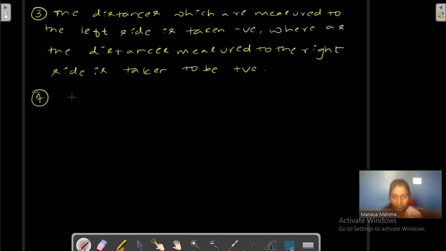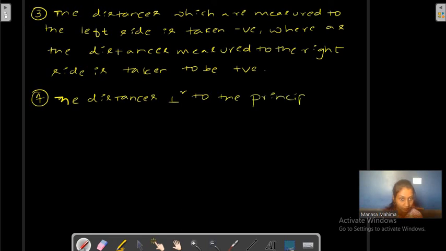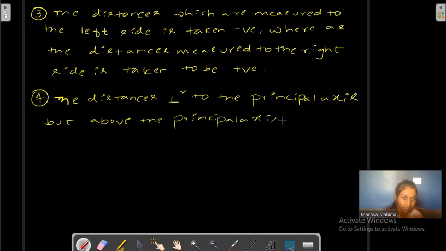And one more point. What is that point? The distances perpendicular to the principal axis, but above the principal axis. If the case is like this, then we have to consider the distances to be positive. The distances perpendicular to the principal axis but above the axis are taken to be positive. Okay.